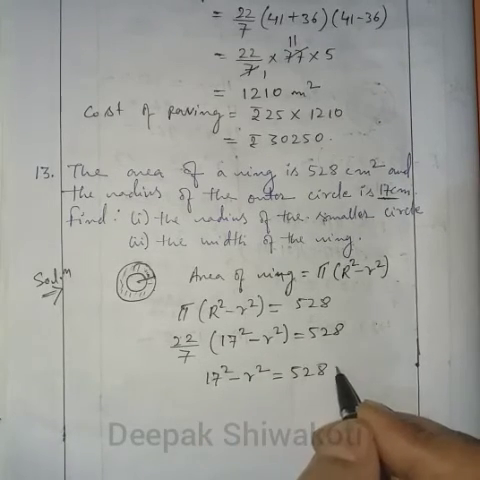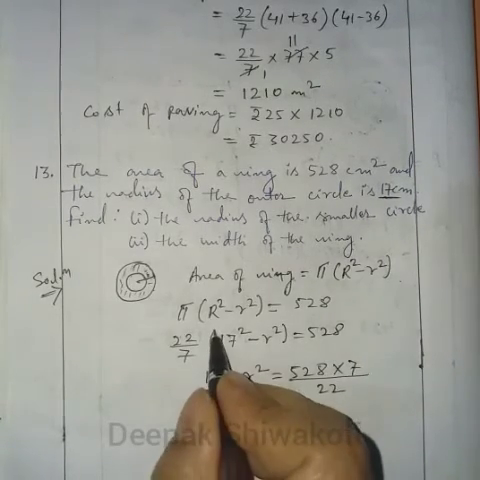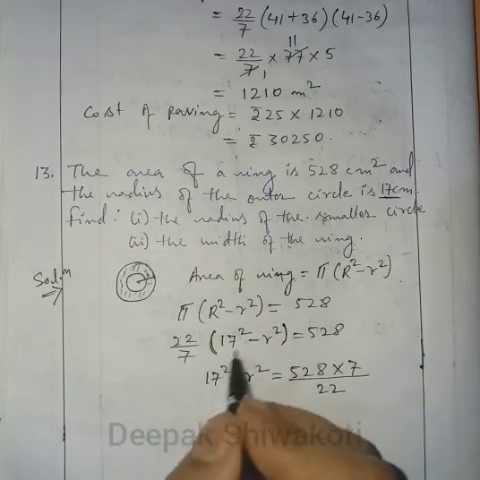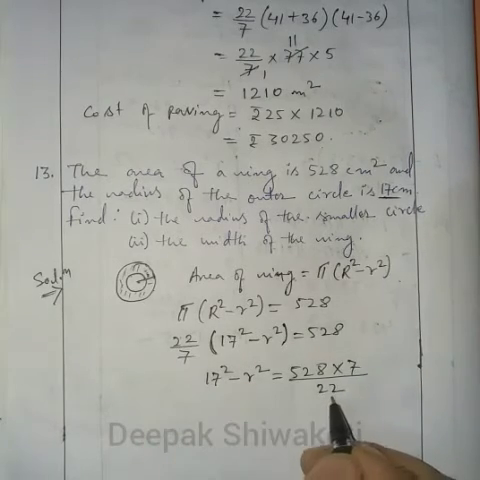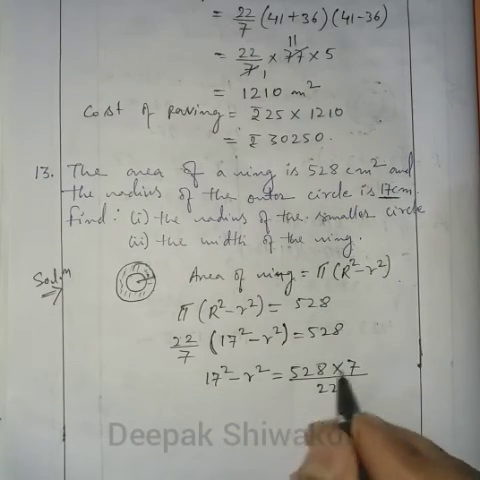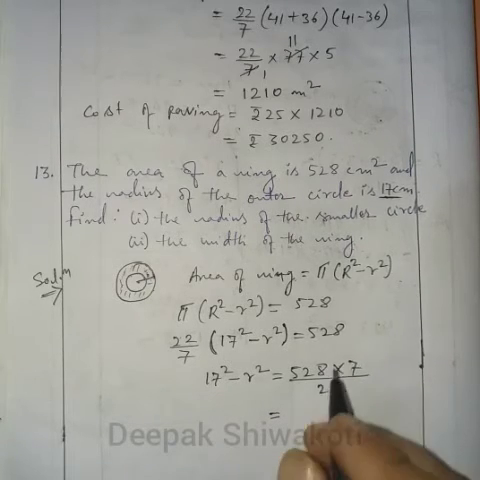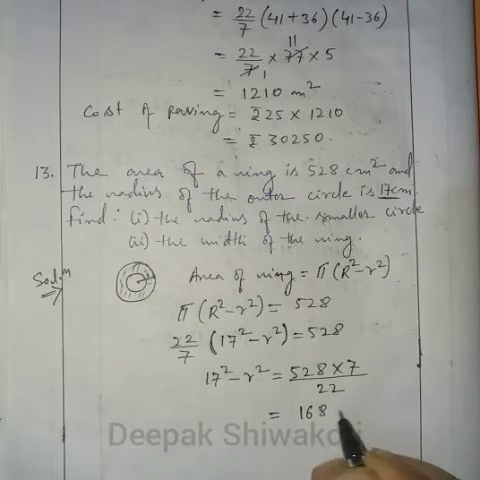Just to simplify this, this 7 comes here and this 22 here. Because this is outside the bracket, that means it is multiplying this quantity. So we'll simplify by bringing this 7 this side and 22 here. Now by simplifying this, we get 168.